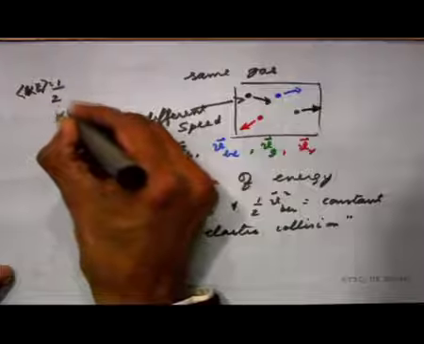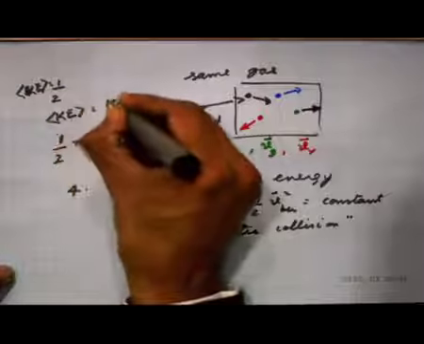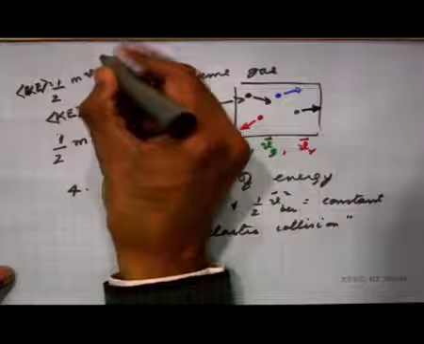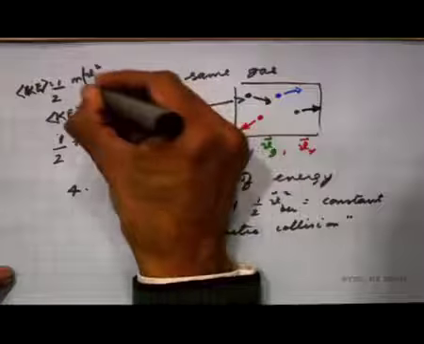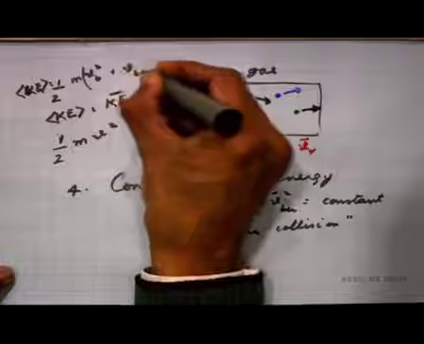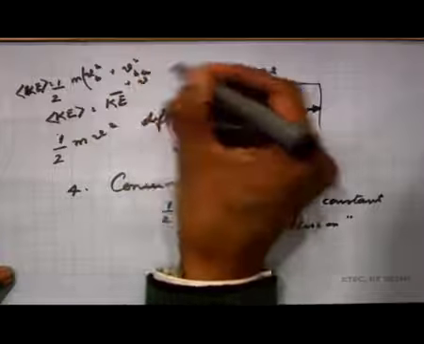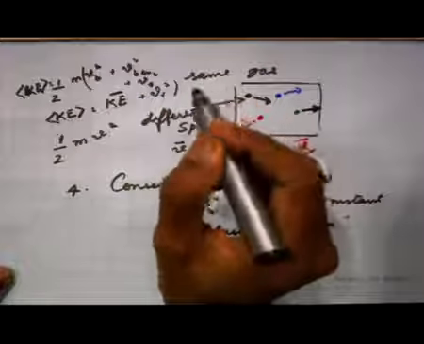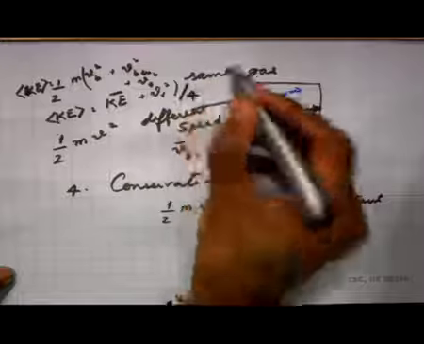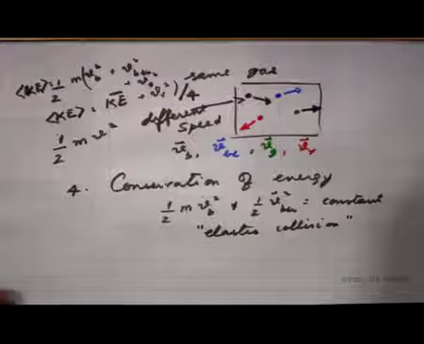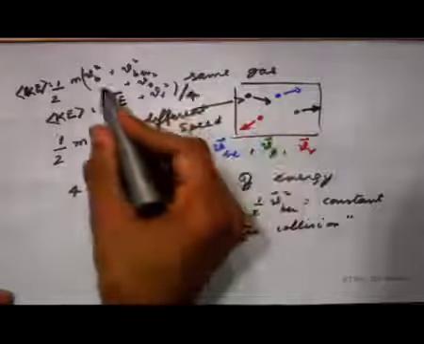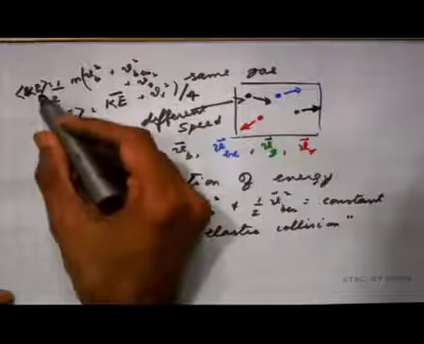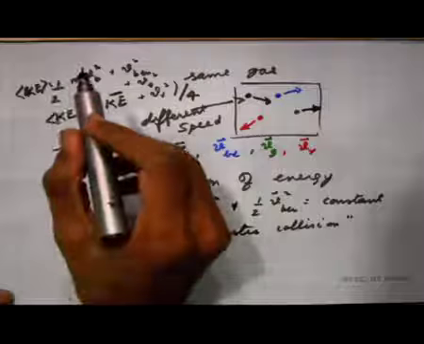So, I would write it either like this, or KE bar is half m times V black square plus V blue square plus V green square plus V red square, divided by 4, because I have 4 molecules. So, if I have a large number of molecules, I do this summation over all the molecules and divide by the total number of molecules, and that will give me the average kinetic energy.